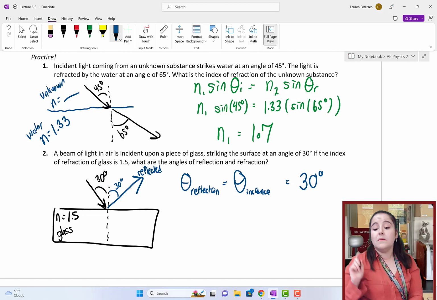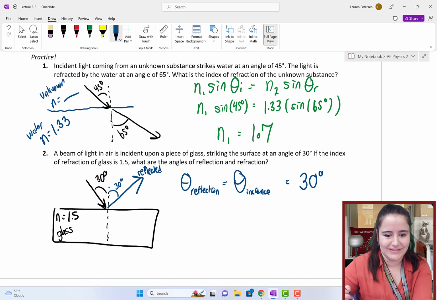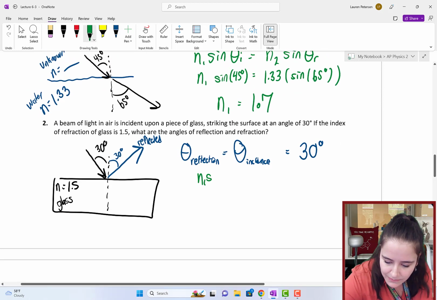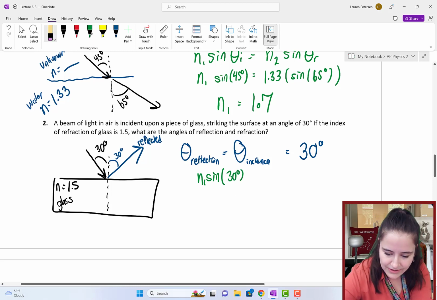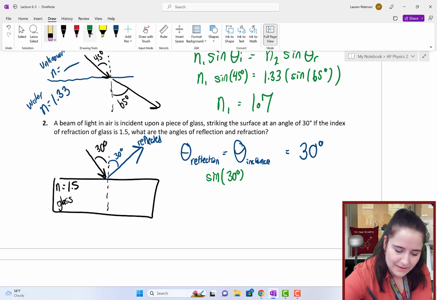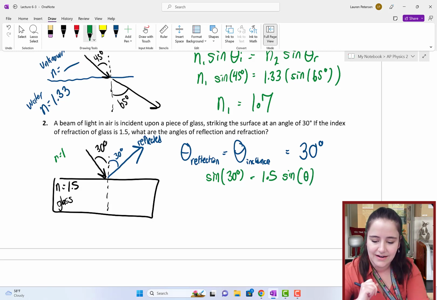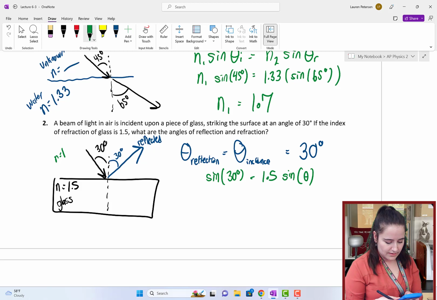But for refraction, we have to use Snell's law. So for refraction, I'm going to do N1 sine of 30 degrees. N1 is just air, so that's just 1. Equals N2, which is 1.5, times the sine of theta. That's the theta that I'm looking for. So the sine of 30 degrees is 0.5. So then I have 0.5.